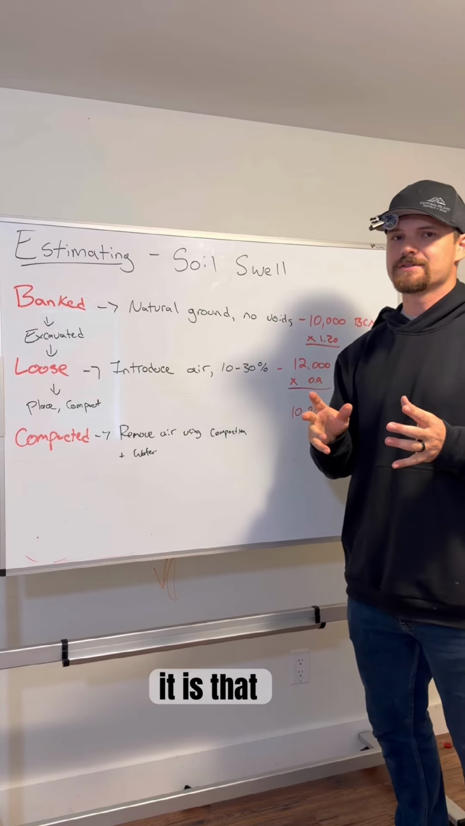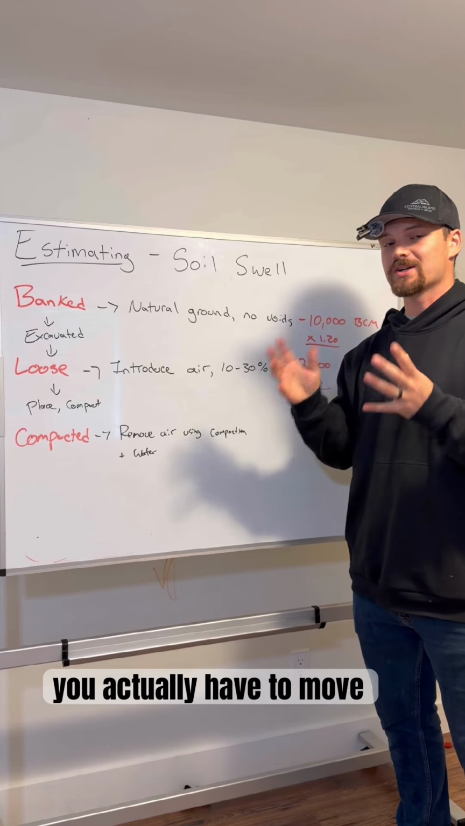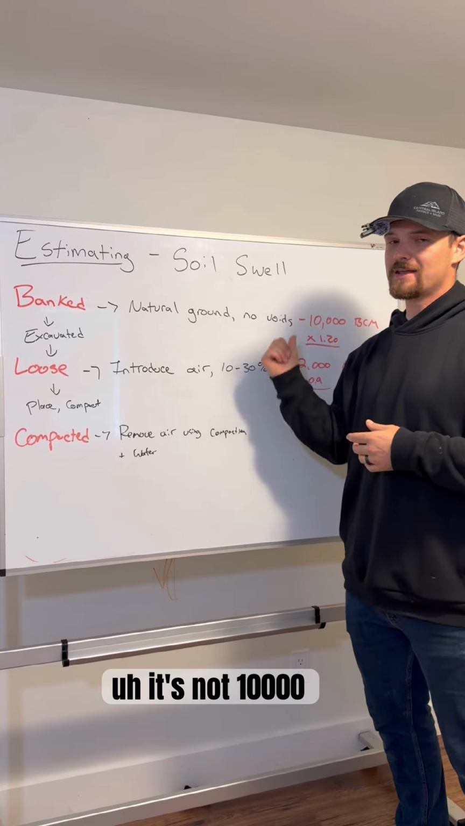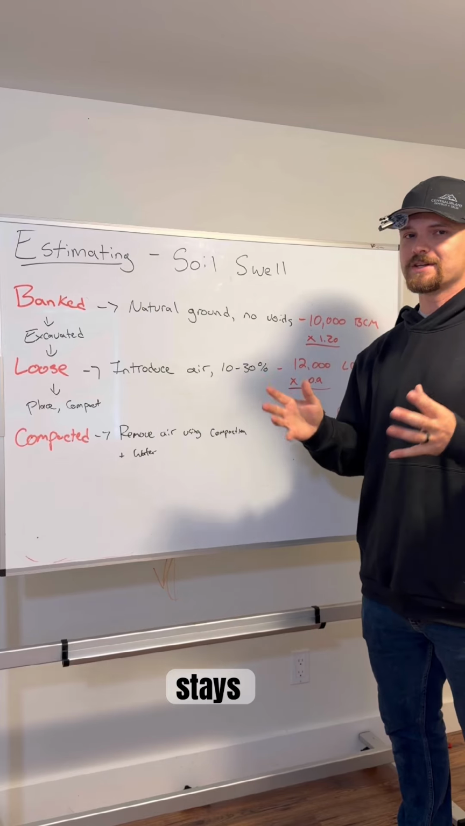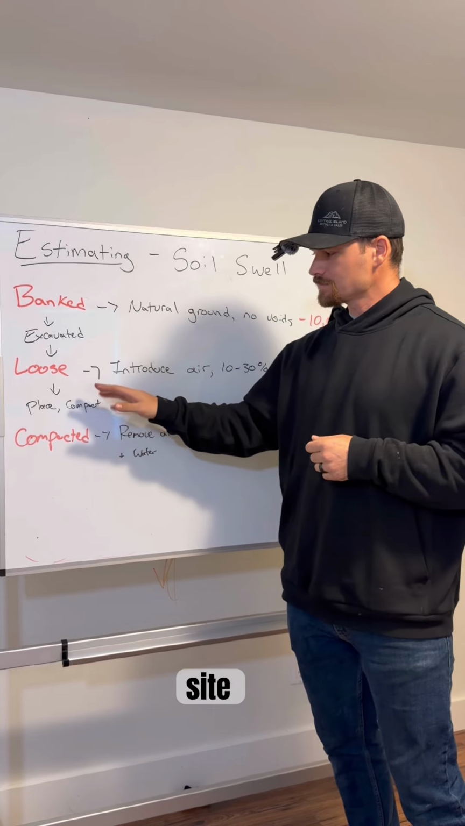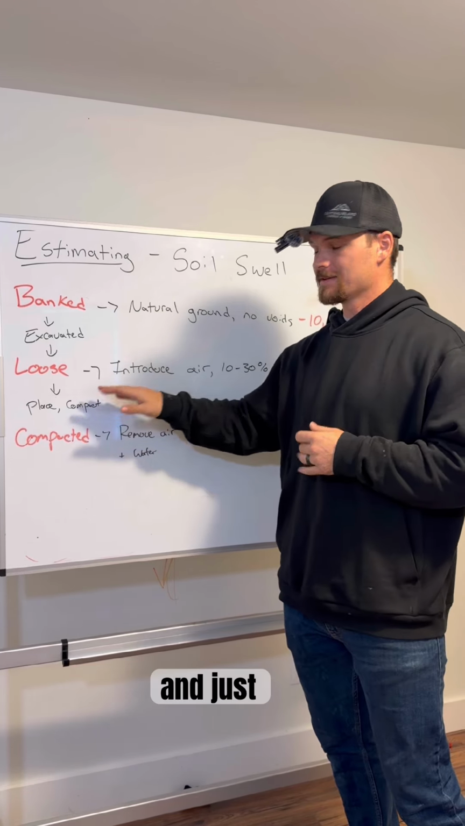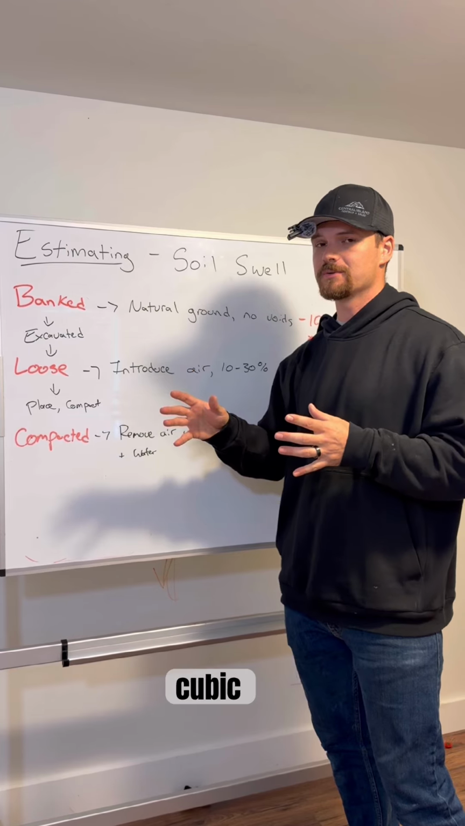So how that affects it is that when you are figuring out your dump sites, or how much material you actually have to move, it's not 10,000, it's actually 12,000. When that dirt stays in a loose state, it actually swells up a little bit. So once you hit your dump site, if you're going to place it and just leave it, it's going to stay in that loose form at around 12,000 cubic meters.